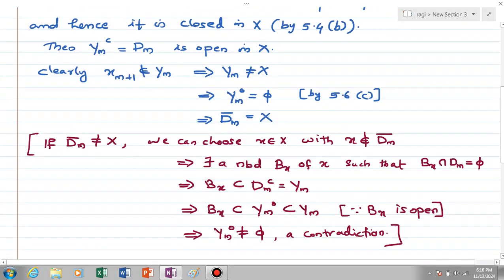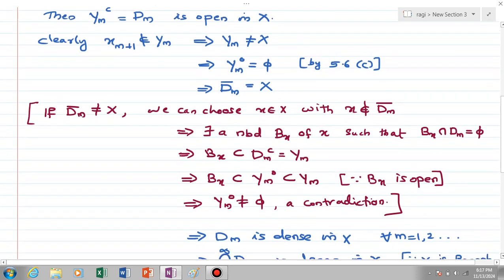That means Bx is a subset of the interior of Ym also, because we know that the neighborhood Bx is open and the interior of Ym is the largest open set contained in Ym, and so Bx is a subset of the interior of Ym. This means that the interior of Ym is non-empty, which is a contradiction. Already we have seen that the interior of Ym is empty.